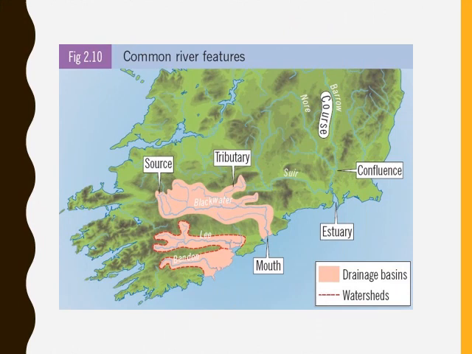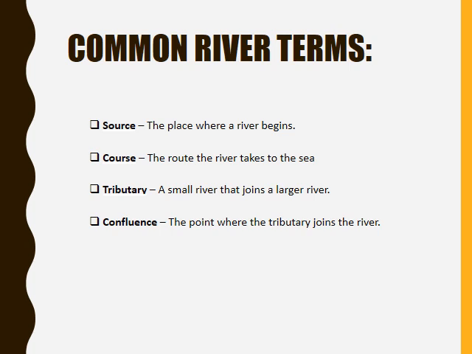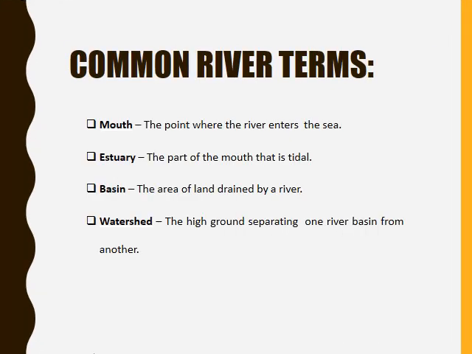Common river features: source, tributary, course, confluence, estuary, mouth. Source, the place where a river begins. Course, the route the river takes to the sea. Tributary, a small river that joins a large river. Confluence, the point where the tributary joins. Mouth, the point where the river enters the sea.